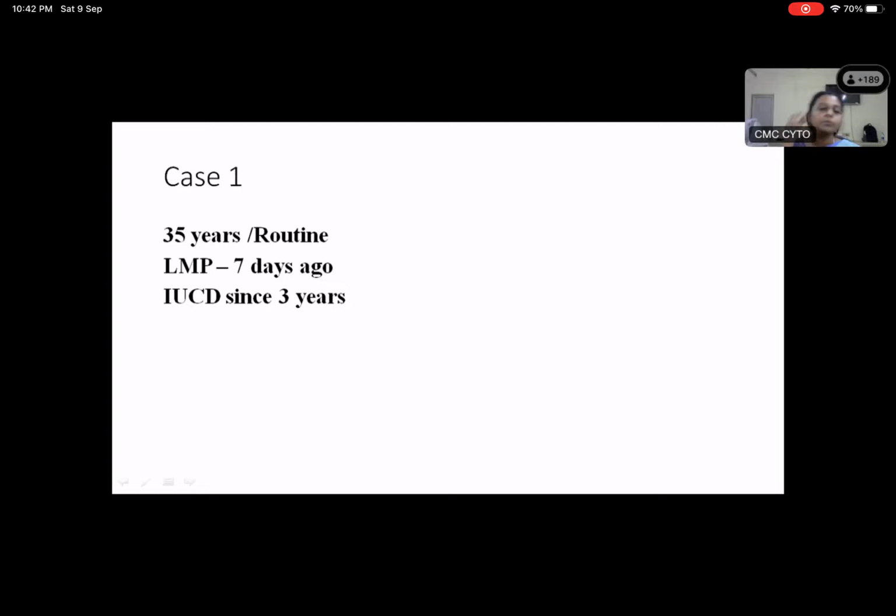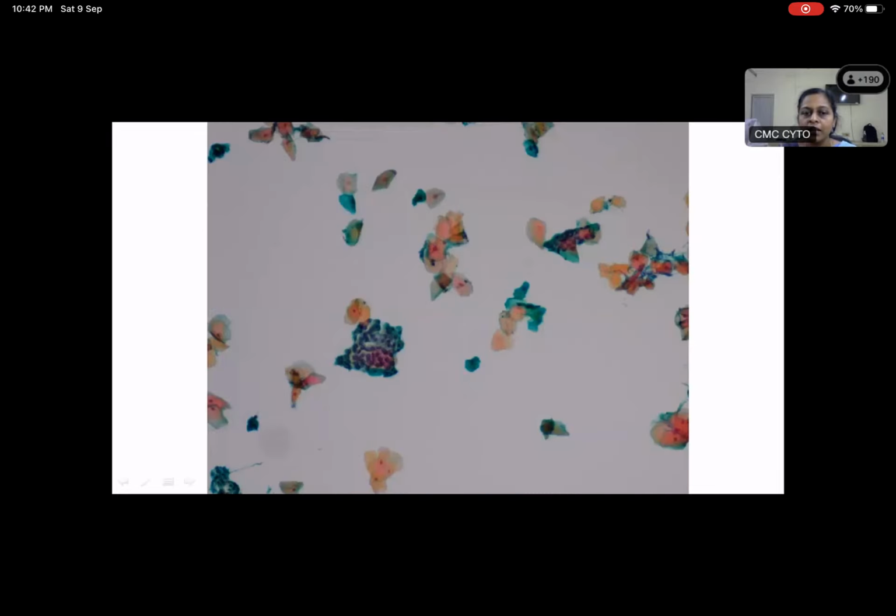So, this is a 35-year-old lady, routine. Most of them come as routine, as Dr. Hemant said. But please note, LMP was 7 days ago, and she also has an intrauterine contraceptive device for the past 3 years. All right. So, now we are going to start with what you're seeing in low power.